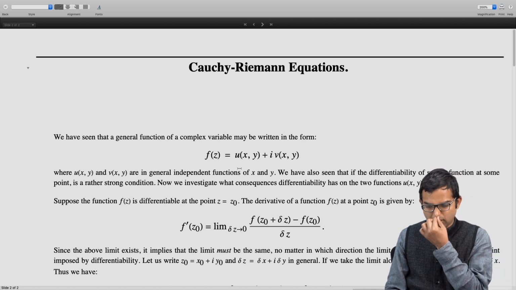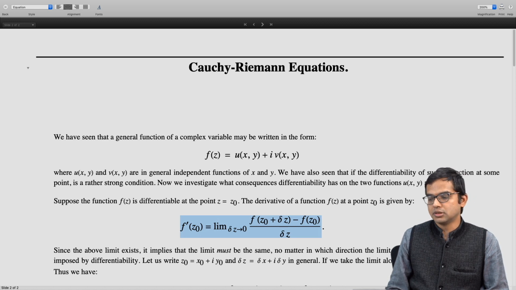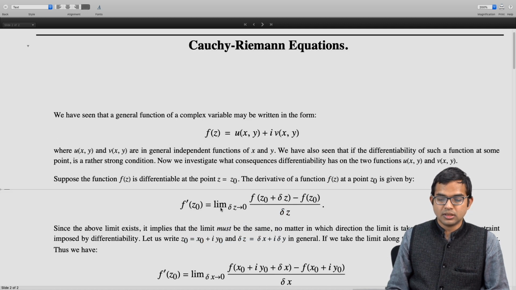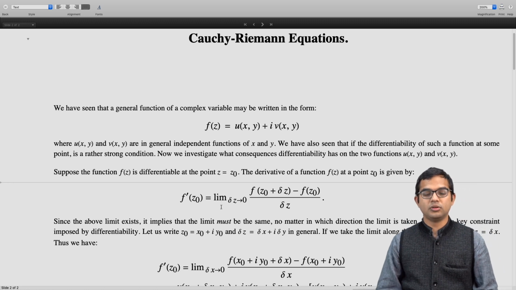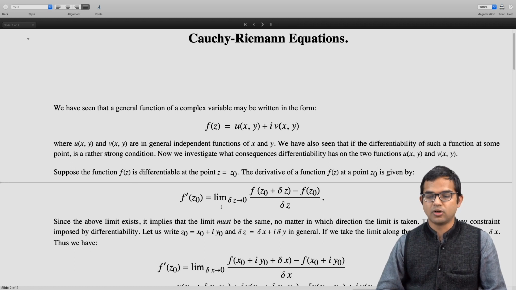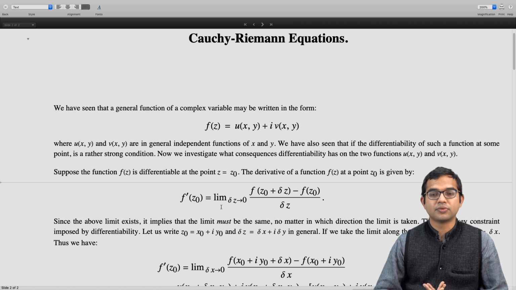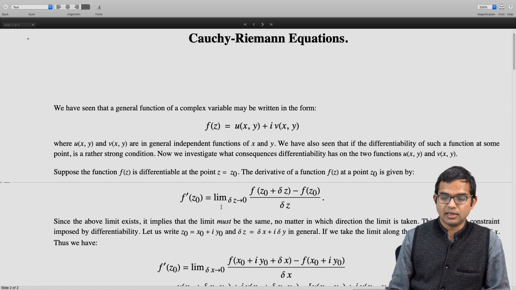So let's see what happens if you take this limit in a specific way. Suppose we take this limit along the real axis. So then we would have delta z is equal to delta x. If we do this, then we have f prime of z is equal to the limit delta x going to 0, and in place of z0 we put x0 plus I times y0 plus delta x, because delta z is delta x, minus f of z0, which is the same as f of x0 plus I times y0, and then in the denominator, in place of delta z we write delta x.